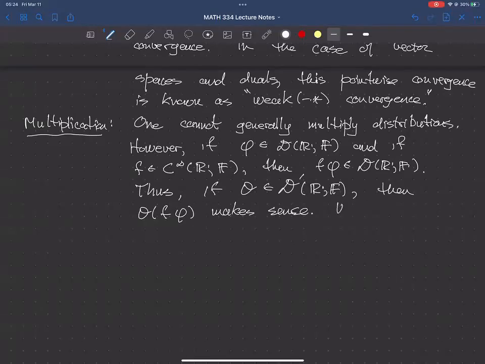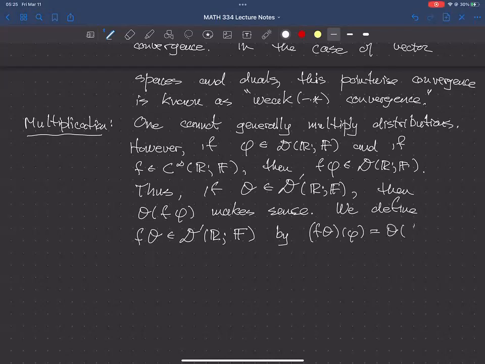And we define a new distribution, and we're going to call that distribution f theta. This is going to be the product of the distribution theta with the function f. And this function is not just any old function, it's an infinitely differentiable function. So we define f theta in D prime by f theta acting on phi is theta acting on f phi.